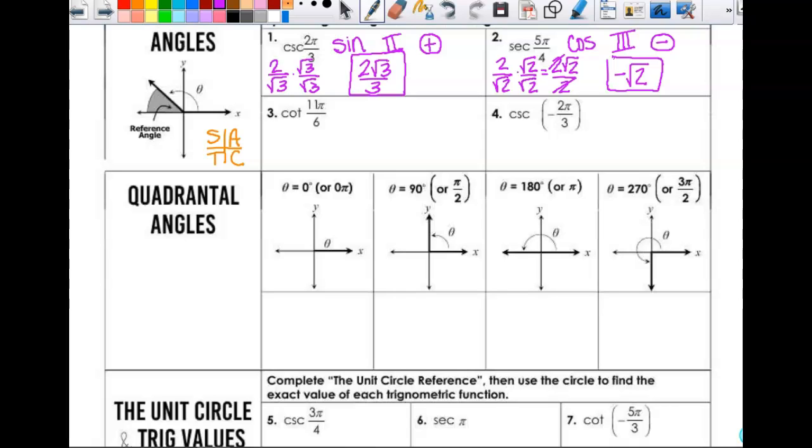Those are reciprocals. Okay, so cotangent, that is the reciprocal of tangent. 11 pi sixths is in which quadrant? 4. In the fourth quadrant, is tangent positive or negative? Negative. All right, and then the tangent of pi sixths is negative square root of 3 over 3. All right, but I want the reciprocal of that, so that's just what? Square root of 3. Good, and it's negative.